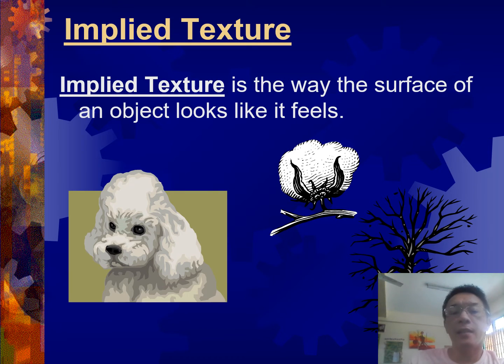Then we have the implied texture. Implied texture is the way the surface of an object looks like it feels. So it looks like it feels, no? It has no certainty of what it really feels. It just looks like. So we can see here that the dog looks like he is angry or sad. We cannot tell, but it just looks like it feels. Then we have the tree. It looks like it's dying or whatever, no? It is what we call the implied texture.